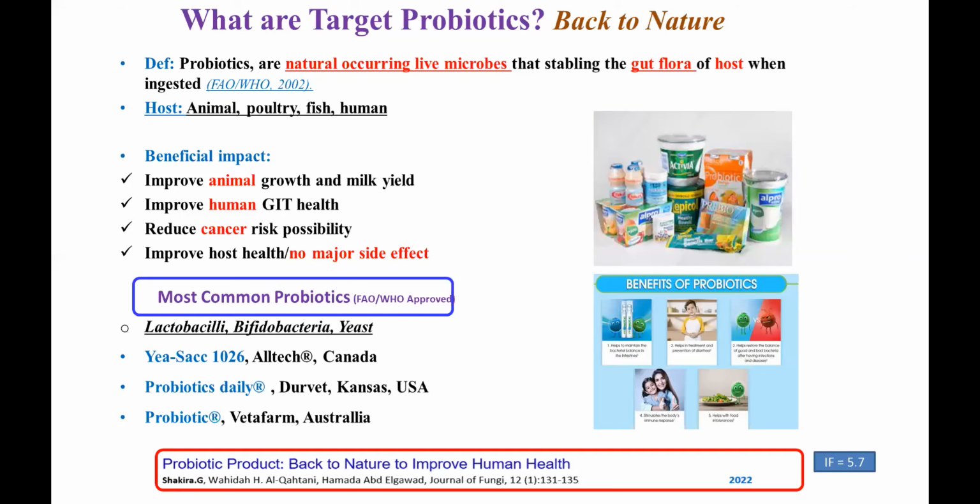Consuming live microbial feedstock, or you can say probiotics, can cause mild digestive problems, but overall they are very safe for humans to improve their health in a cost-effective manner. It is always best to consult a healthcare provider before starting any type of probiotics. The most common probiotics approved by the WHO and FAO are Lactobacillus strains, Bifidobacterium strains, and, you can say, yeast strains.